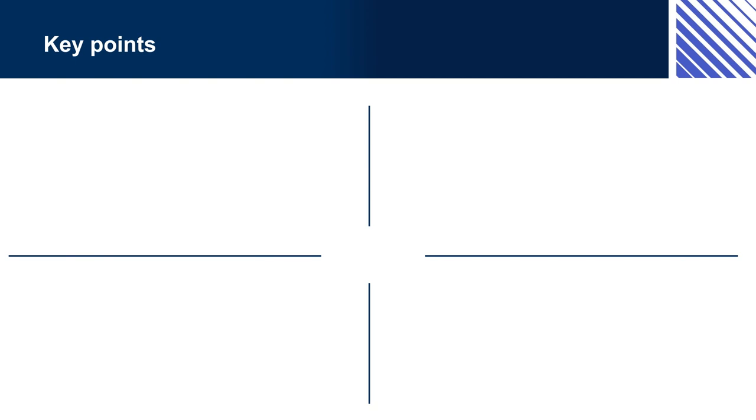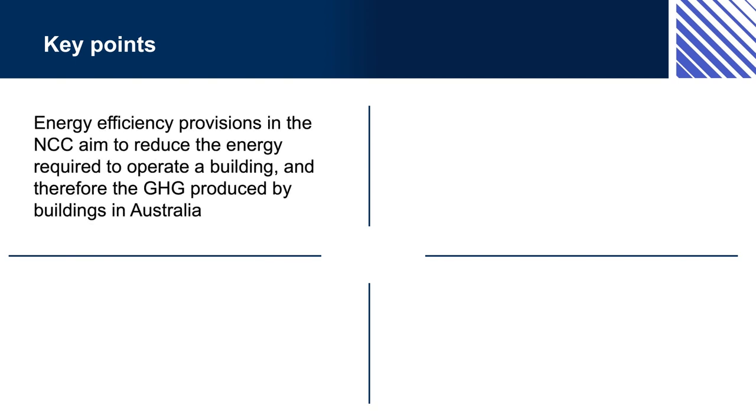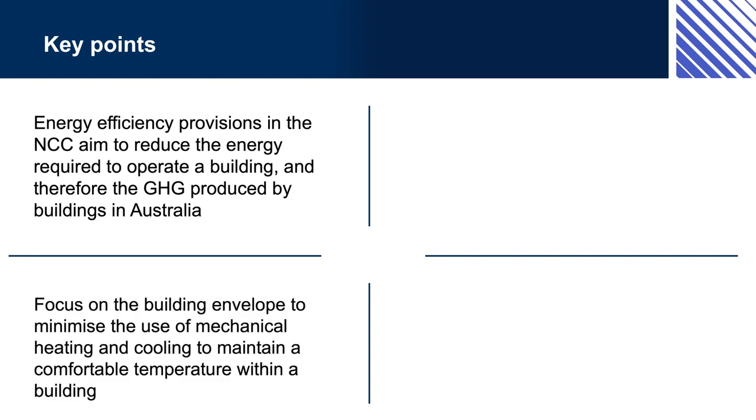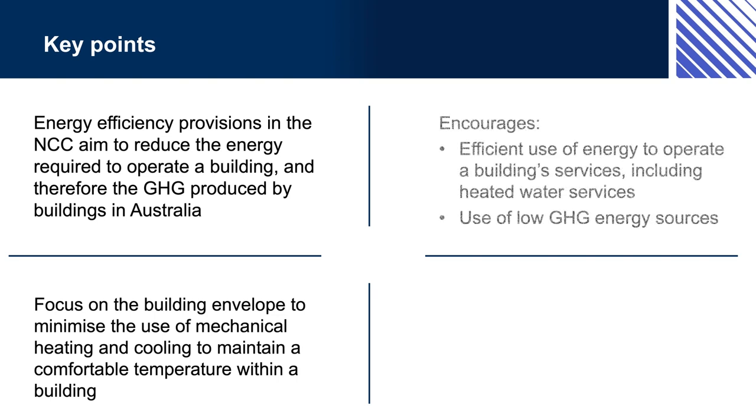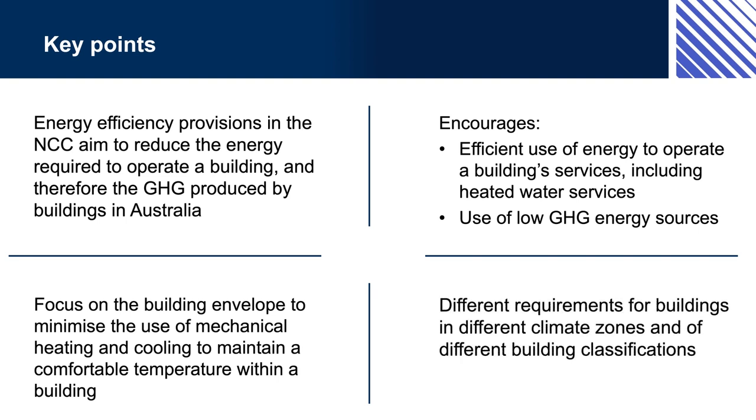Key points. Energy efficiency provisions in the NCC aim to reduce the energy required to operate a building and therefore the GHG produced by buildings in Australia. Focus on the building envelope to minimise the use of mechanical heating and cooling to maintain a comfortable temperature within a building. This module encourages efficient use of energy to operate a building's services, including heated water services, use of low GHG energy sources, different requirements for buildings in different climate zones, and of different building classifications.